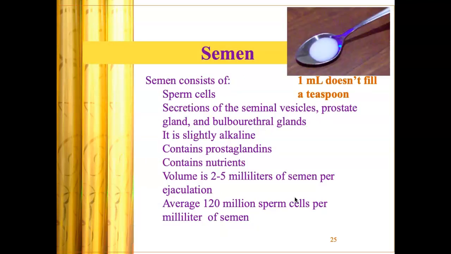Semen is going to consist of the sperm cells and the secretions. So it's alkaline because it's got alkaline fluid from the seminal vesicles and the prostate. It's got prostaglandins, it's got nutrients, and the volume is 2 to 5 mils. You can see 1 mil really isn't a lot of fluid, and 1 mil contains about 120 million sperm cells.